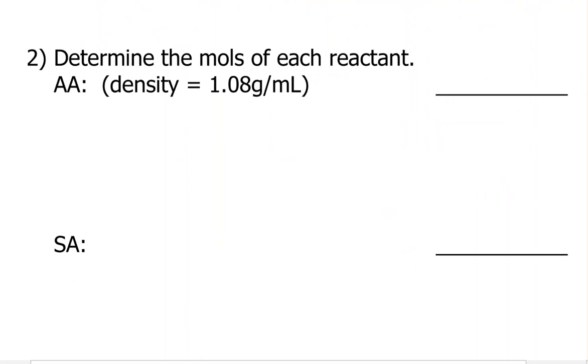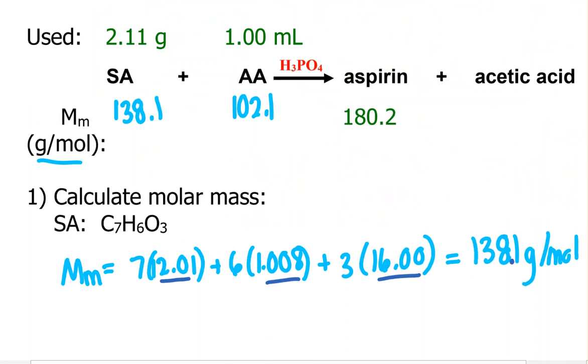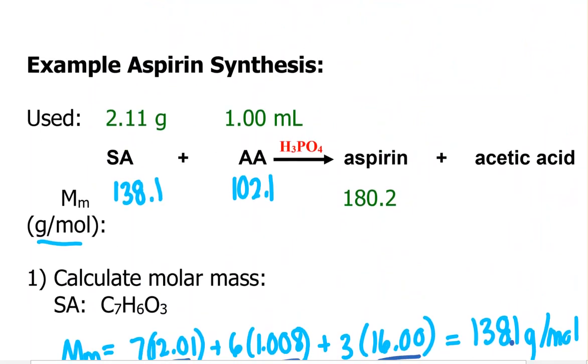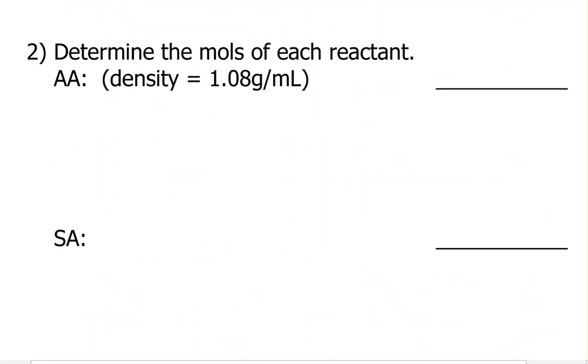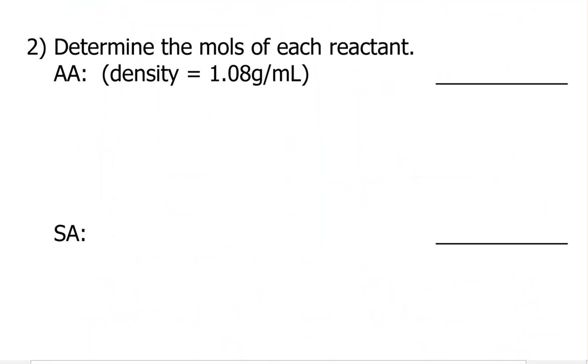And now I'm going to determine how many moles of each reactant. I'm doing this in the same steps that your procedure has you do it. So in other words, on this one, I'm going back and looking at the amounts that I used up here, the amounts that were used in this particular experiment, and I'm going to convert them both to moles.